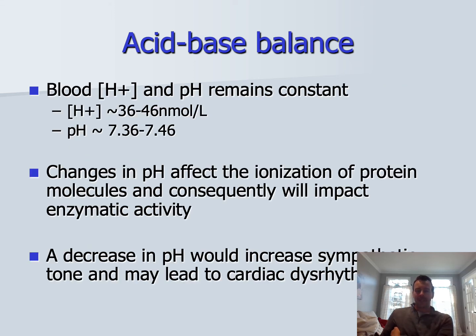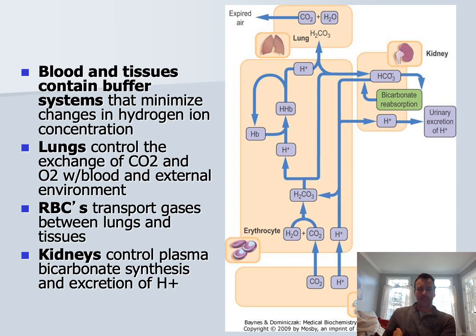The blood hydrogen ion and pH remain constant. The hydrogen ion is around 40 nanomoles, and the pH is around physiological pH, around 7.4. If we get changes in pH, it can affect the ionization of protein molecules, and obviously this could lead to impacts on enzymatic activities. A decrease in pH would increase sympathetic tone and may lead to cardiac dysrhythmias.